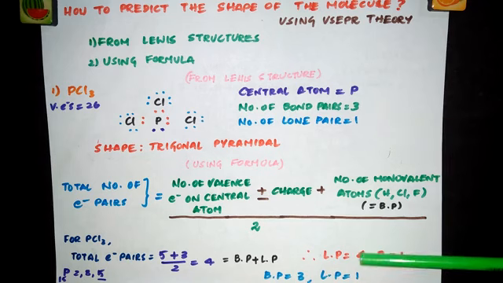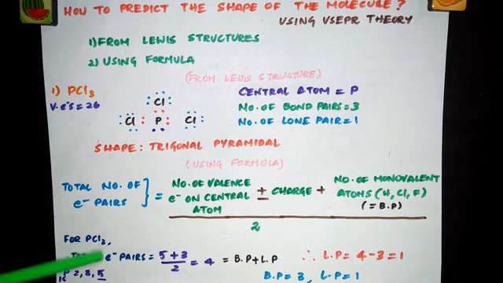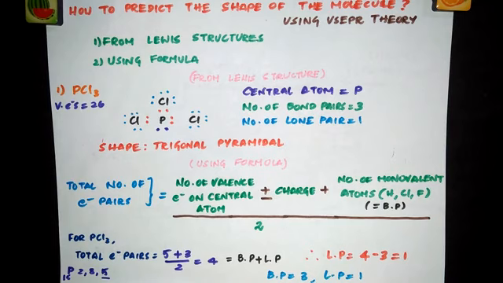See, same thing we get here. So what will be the shape again? It will be trigonal pyramidal. So when you have monovalent atoms, you can use this formula to find out the total number of electron pairs, and from that you can find out the lone pairs. Let's see a few more examples. As I told you already, you can use either of these 2 methods, and then you can predict the shape of the molecule. All you have to mention is the total number of bond pairs and the number of lone pairs, and then the shape. That's enough.